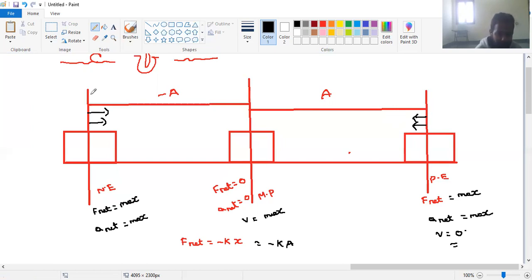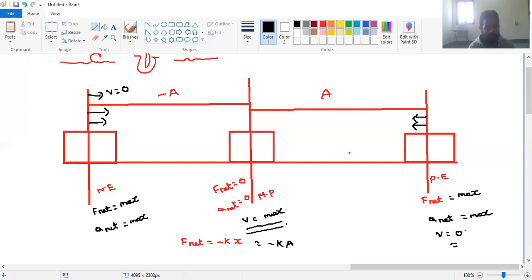In the same way here also the same thing will happen. When it reverses its direction, then velocity is going to be 0. So at this condition, velocity is going to be 0. At this position, the velocity is again 0. At this position, the velocity is maximum. So this is all about analysis of SHM.